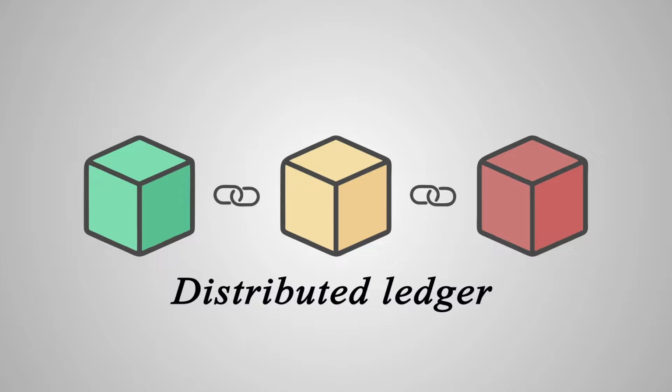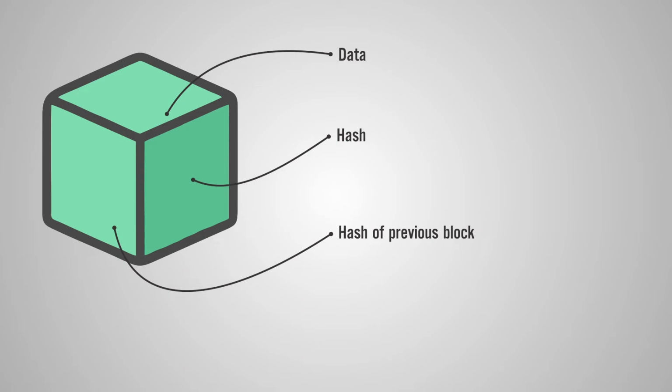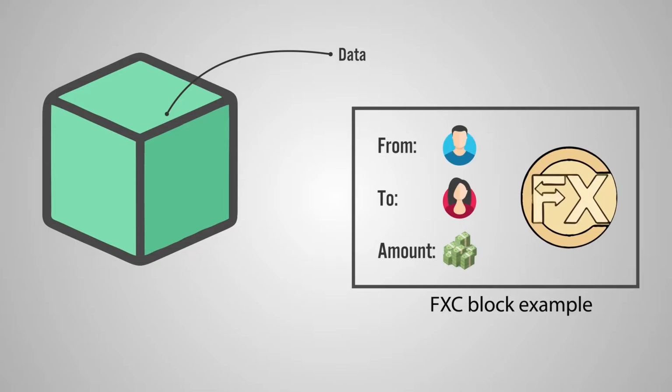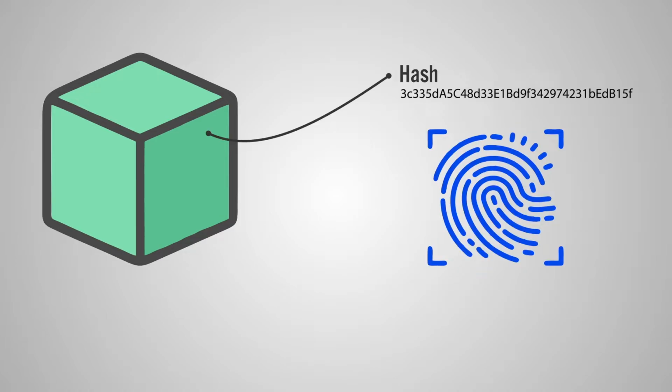Well, let's take a closer look at a block. Each block contains some data, the hash of the block and the hash of the previous block. The data that is stored inside a block depends on the type of blockchain. The Bitcoin blockchain, for example, stores the details about the transaction in here, such as the sender, receiver and amount of coins.